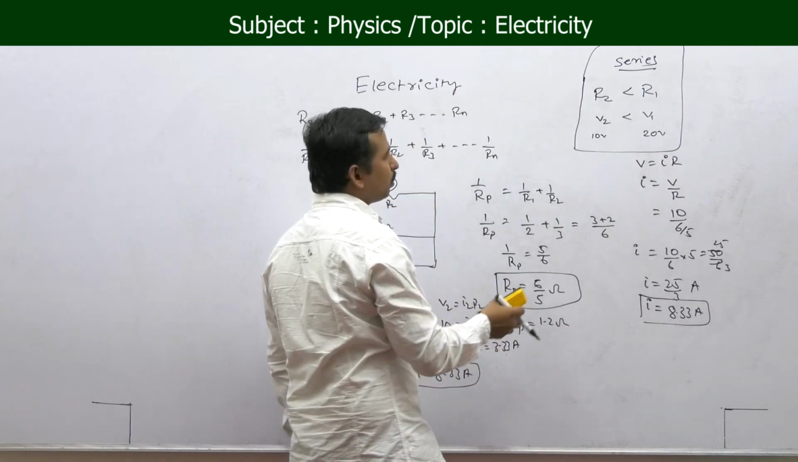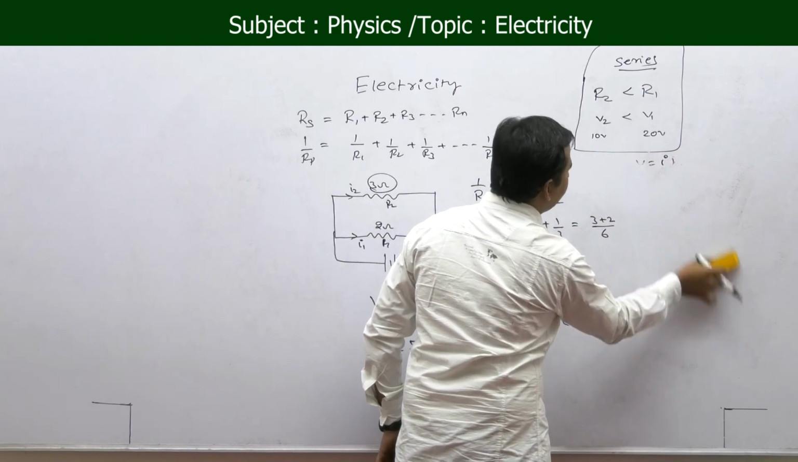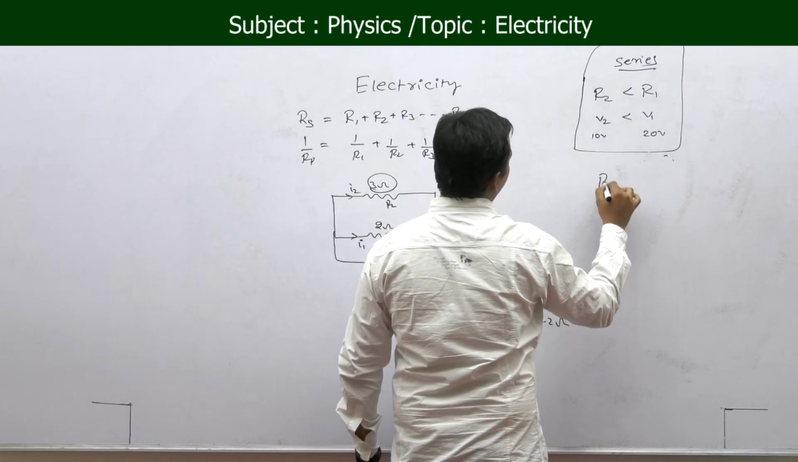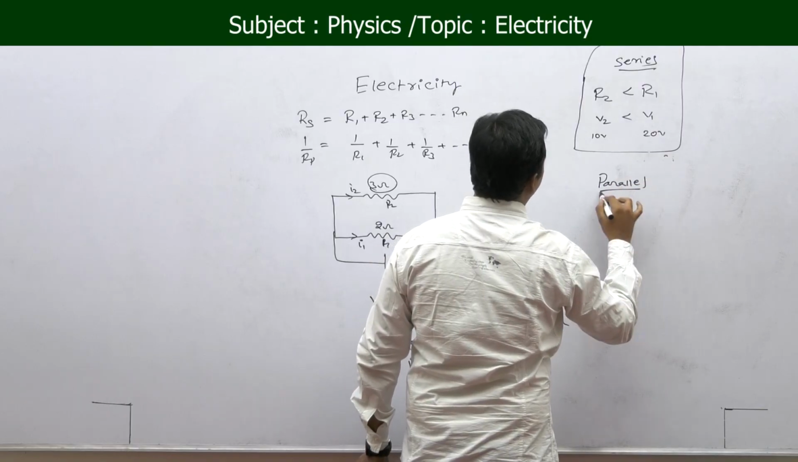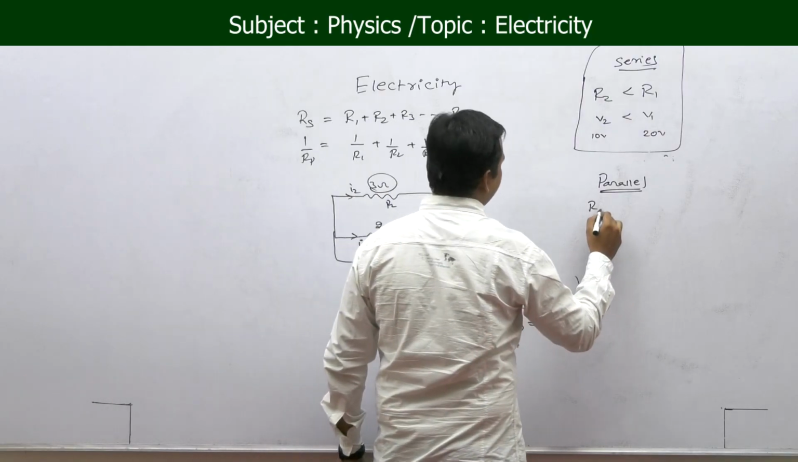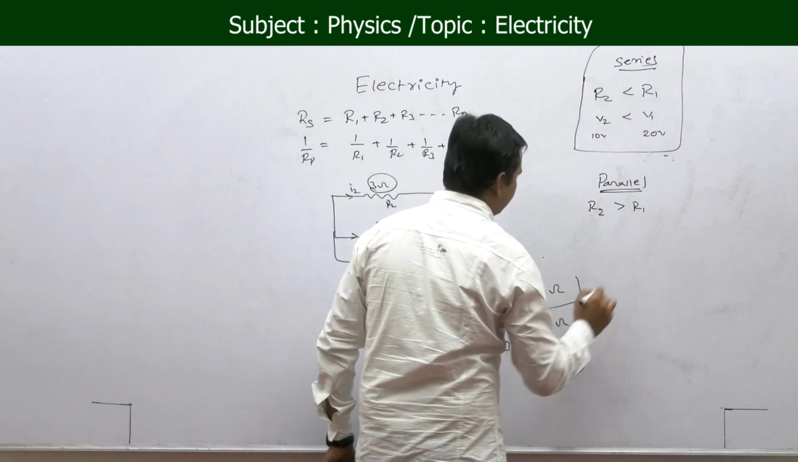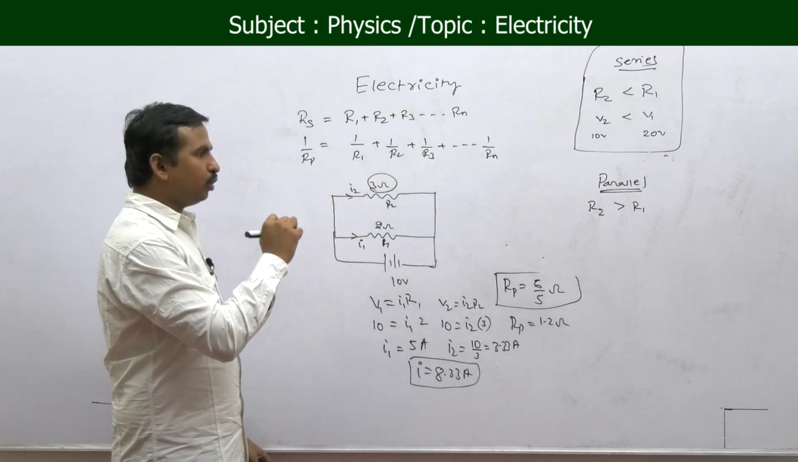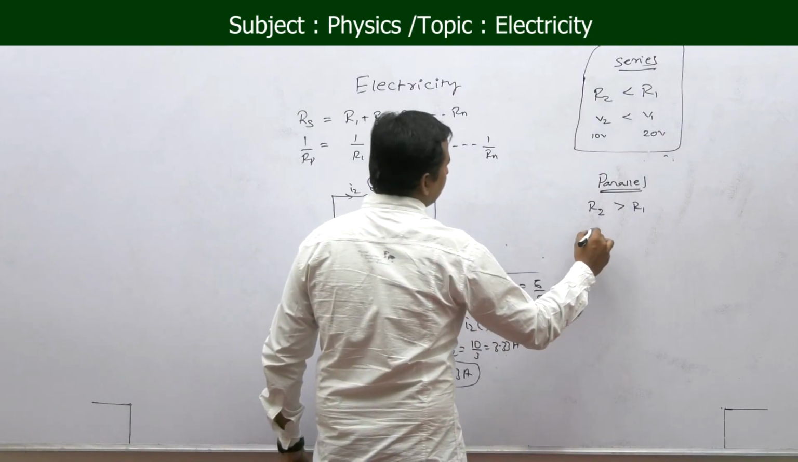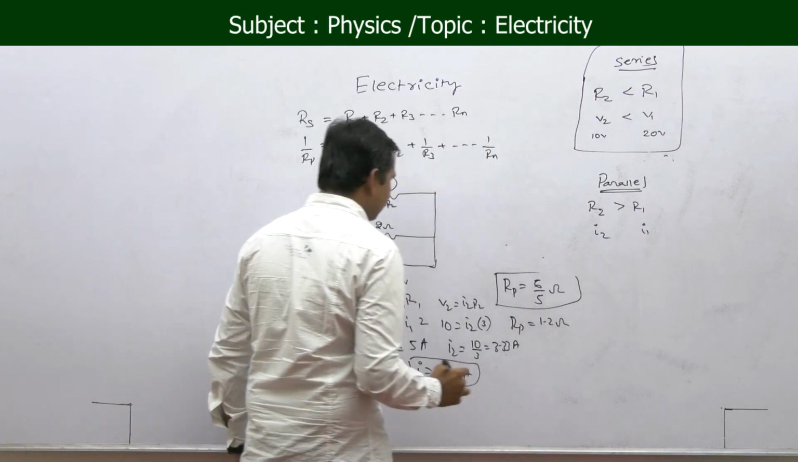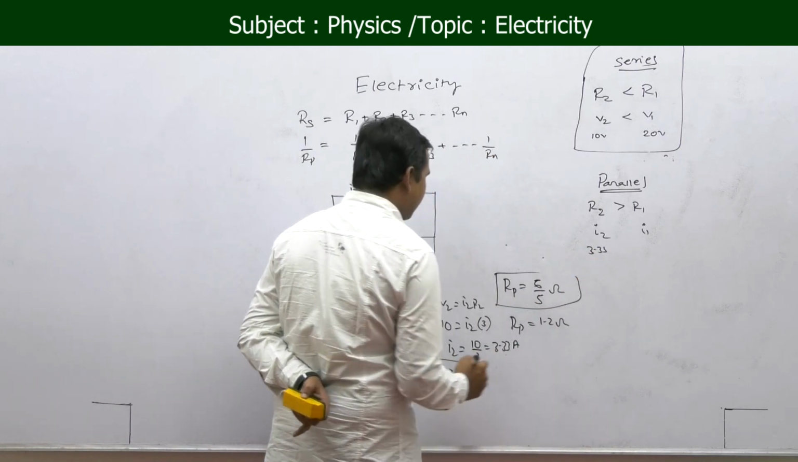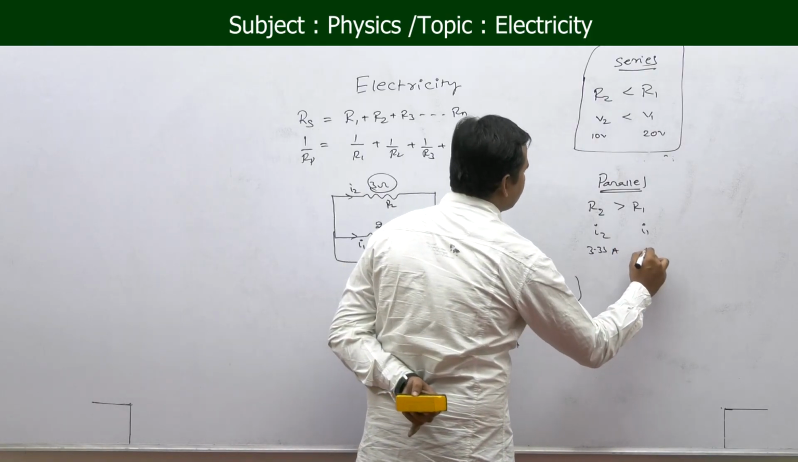Now we are coming to the case of parallel connection. It is a bit different. From the parallel connection we can conclude that if R2 is greater than R1, then as R2 is more, the current passing through it, I2, is less. I2 value is only 3.33, whereas I1 value is 5 amperes.